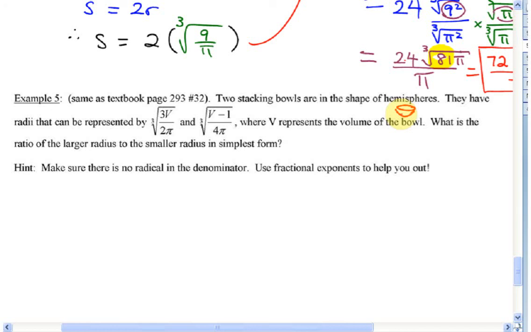So whenever you're doing a ratio, you're just comparing 2 things. Compare the larger to the smaller. So I think the larger is the one on top, so I want you to compare this: the cube root of 3v over 2 pi over the cube root of v minus 1 over 4 pi. Okay? And so what you need to do with this one is you need to try to simplify this, make sure there's no radical in the denominator.